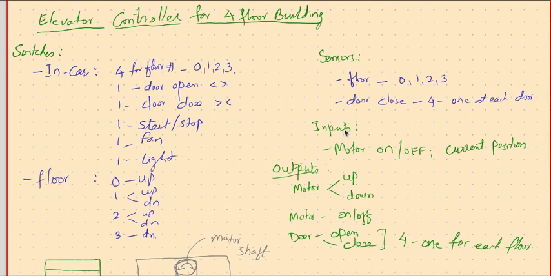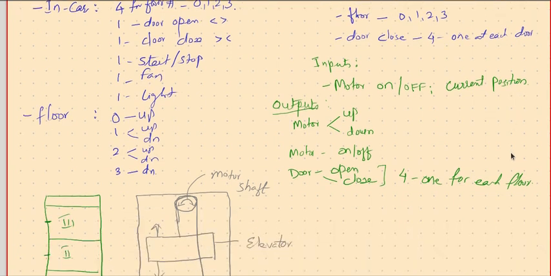Done. Then some inputs are required. It talks about whether the motor is on or off, and the input of the current position of the elevator. Then we need to create outputs. So we need to tell the motor to move the elevator upwards or move the elevator downwards. So we have a bidirectional motor which rotates in both directions depending on the requirement. If you want to move up, it rotates in one direction. If you want to move down, it rotates in the other direction.